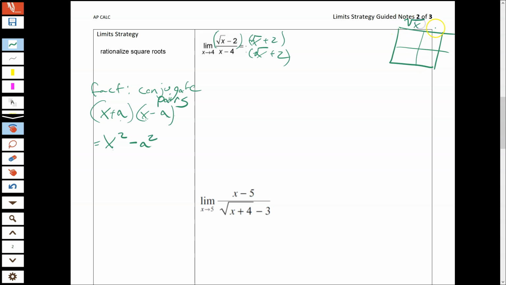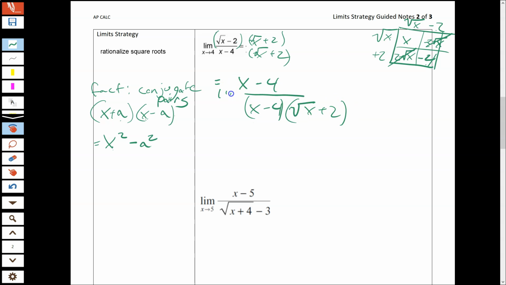So notice if I multiply these together, square root of x times square root of x is x, and then negative 2 square root x, 2 square root x, those cancel, and negative 2 times positive 2 is negative 4. Okay, so these cancel out. So my limit is now equal to this limit. So what's left over on top? Well, x minus 4, right? x minus 4. And then on the bottom, x minus 4 and then square root of x plus 2. Okay, and that's still the limit as x approaches 4 of this whole thing.